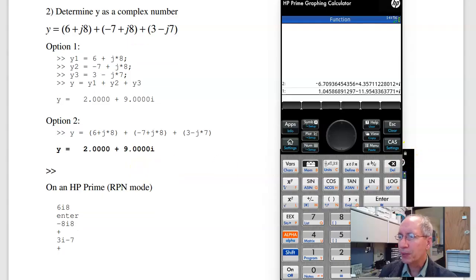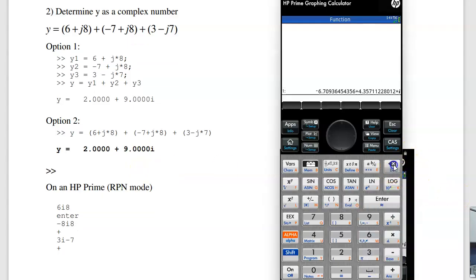On an HP Prime, the way I would do that is, let's do 6, i, 8. Now again, I use the stack. I push that number on the stack. To add the second one, I have to first set up the stack. Do negative 7, i, 8. I've got those two numbers on the stack. I can add them. Then 3 minus j7: 3, i, negative 7, add, and I get 2 plus j9.